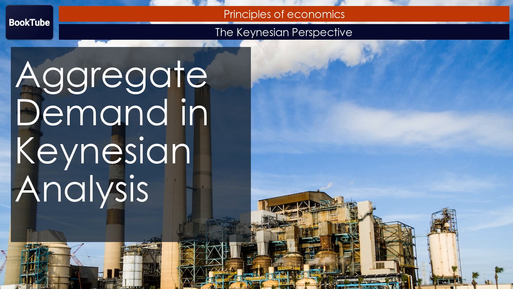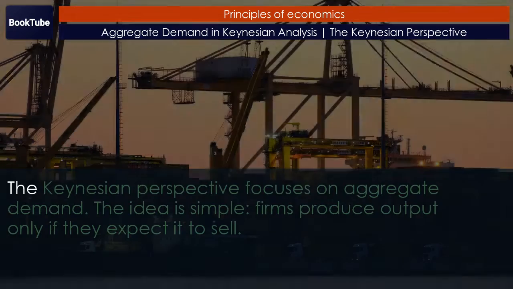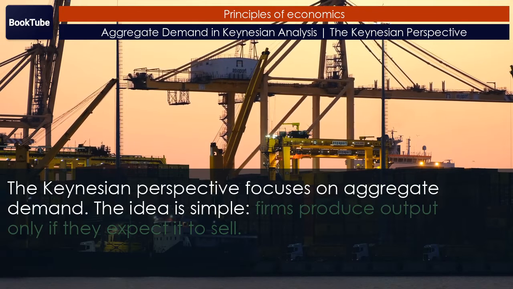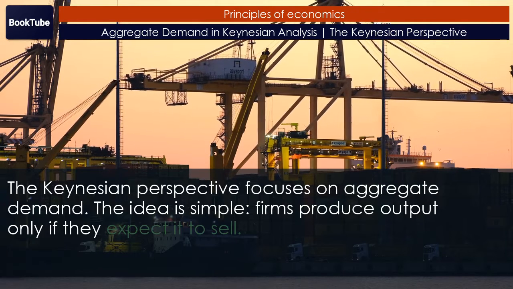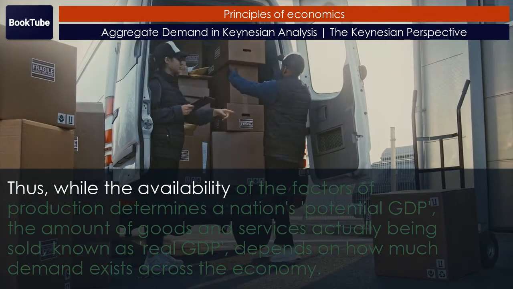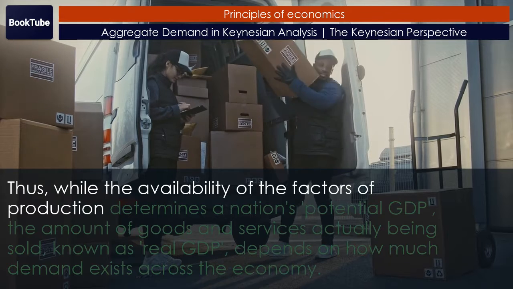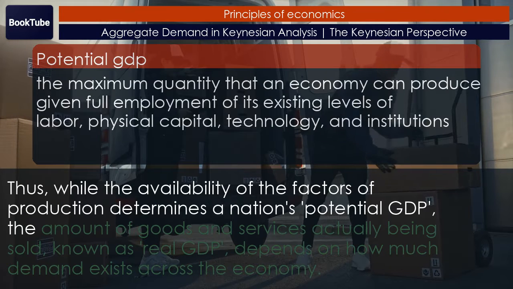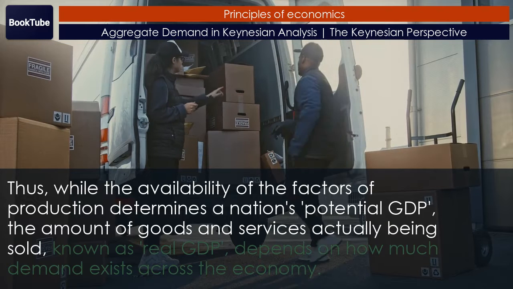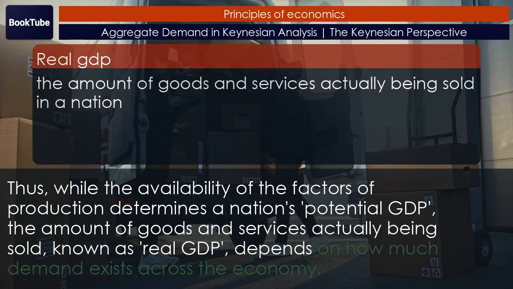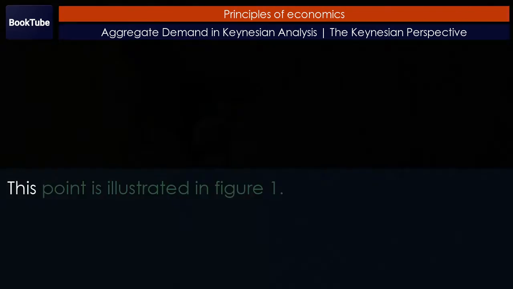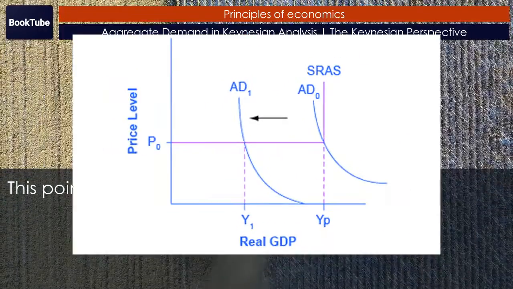Aggregate demand in Keynesian analysis. The Keynesian perspective focuses on aggregate demand. The idea is simple. Firms produce output only if they expect it to sell. Thus, while the availability of the factors of production determines a nation's potential GDP, the amount of goods and services actually being sold, known as real GDP, depends on how much demand exists across the economy. This point is illustrated in Figure 1.